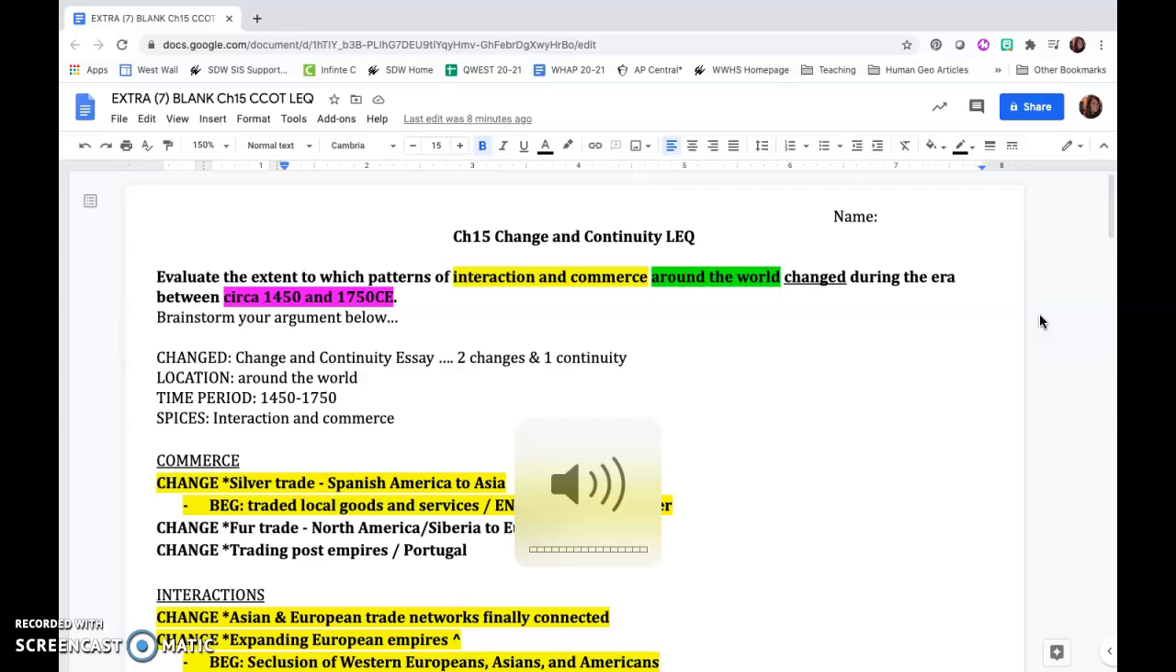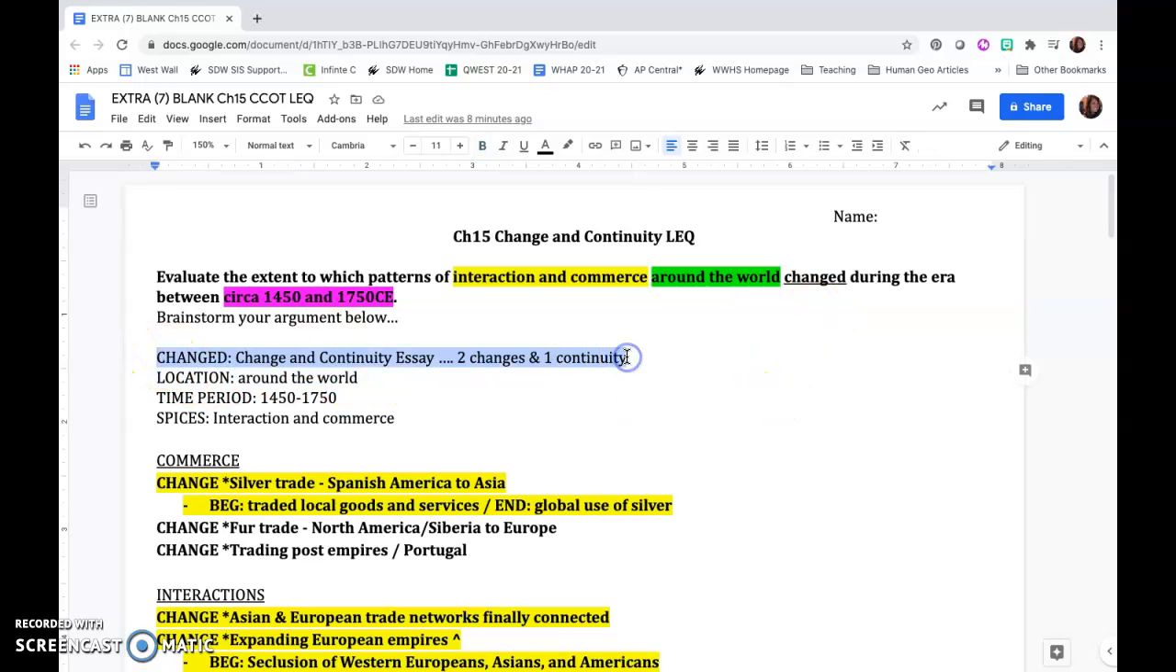We are going to review what we did on Monday with analyzing the prompt and then coming up with a thesis statement. One of the first things that I did when I was reading through my prompt was try to figure out what type of essay I was going to be writing. So we found the word "changed" here, introducing our first type of essay that we are going to be talking about, which is telling us that we are writing a change and continuity essay. Because the wording is asking "changed," it is asking for two changes and one continuity.